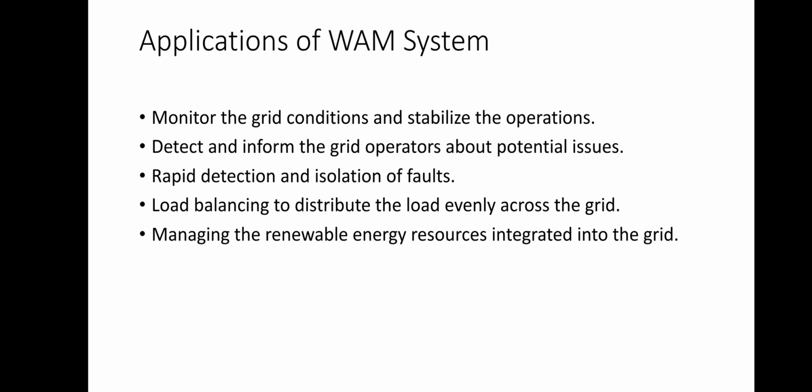Some of the applications of WAM system are: it monitors the grid condition and stabilizes the operations, and it detects and informs the grid operators about potential issues, rapid detection and isolation of faults, and load balancing to distribute the load evenly across the grid. It also manages the renewable energy resources integrated to the grid. These are some applications of WAM system.